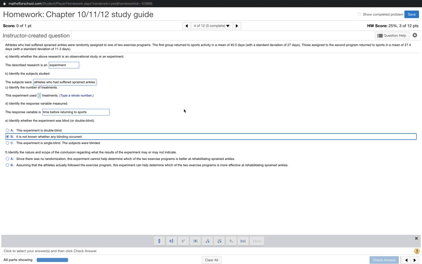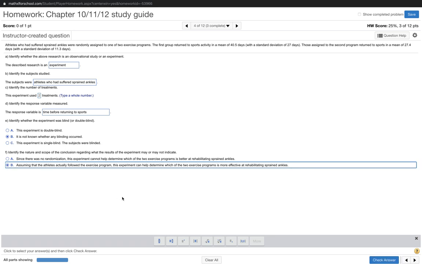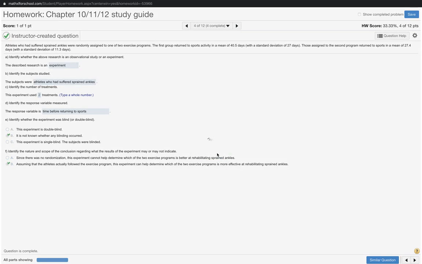Identify the nature and scope of the conclusion. Let's see. Since there was no randomization, I can already say from those first few words that A is not the answer because the athletes were randomly assigned. So there was randomization, which means the answer has to be B. Assuming that the athletes actually followed the exercise program, this experiment can help determine which of these two exercise programs is more effective at rehabilitating sprained ankles. All right, and that's it for number 4.